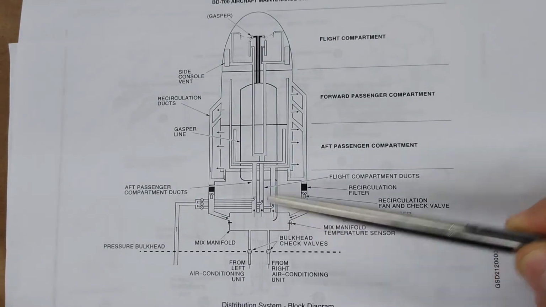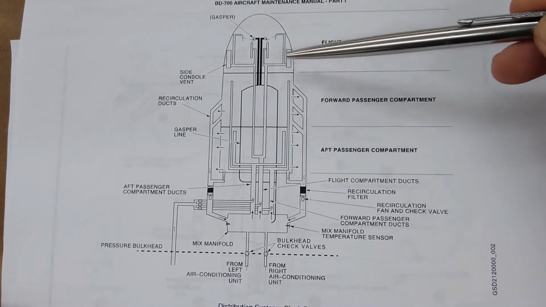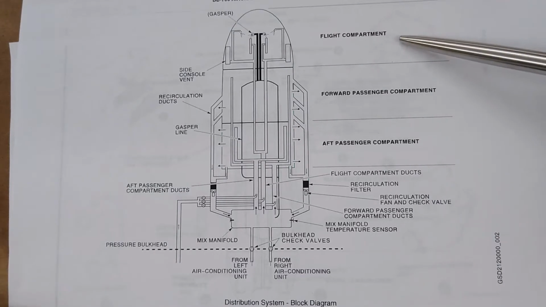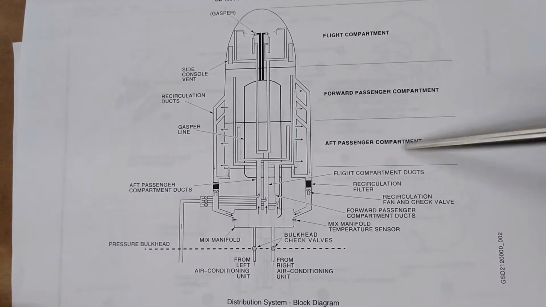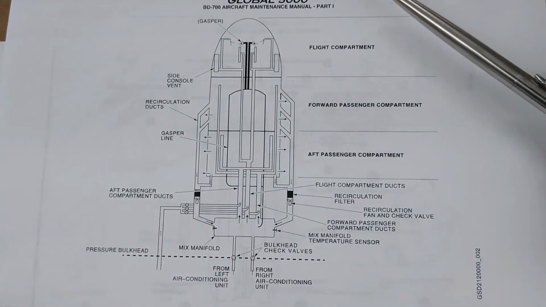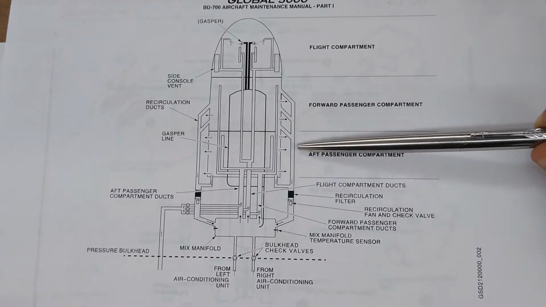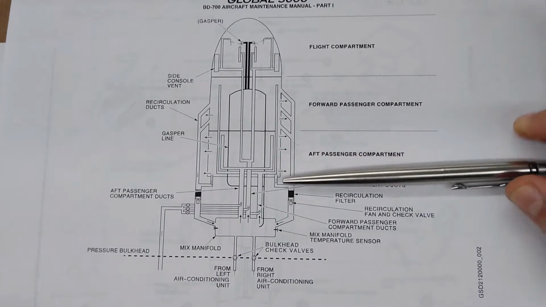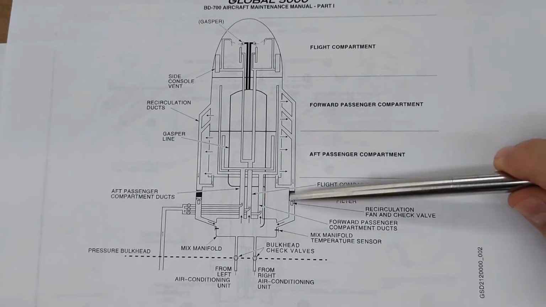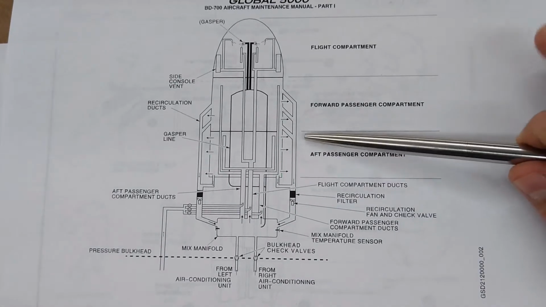From that manifold, you have three individual ducts supplying three individual zones in the aircraft: the flight compartment, which is the cockpit, and the passenger compartments forward and aft. And this is not the same for every aircraft. This is the case for this particular aircraft, but it's a good example of how these systems work. Obviously, different aircraft are going to have different setups, different routing of the plumbing, and a different number of zones, but it's pretty much the same principle behind it. Physics are the same.